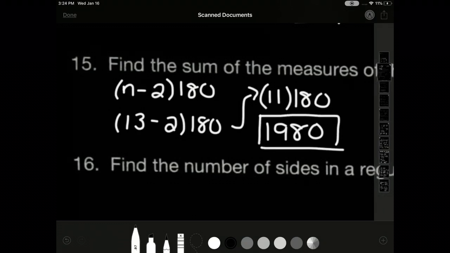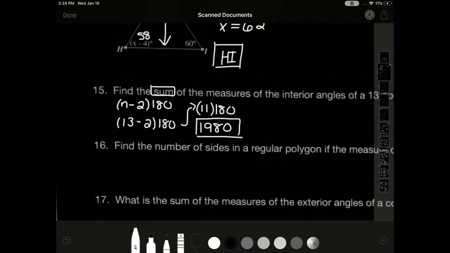Now we know that that's the end because it's asking for the sum. So if it's asking for the sum, you do not have to divide by the number of sides.